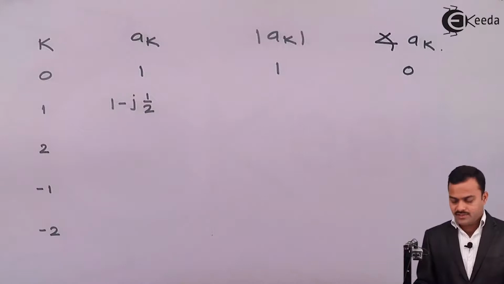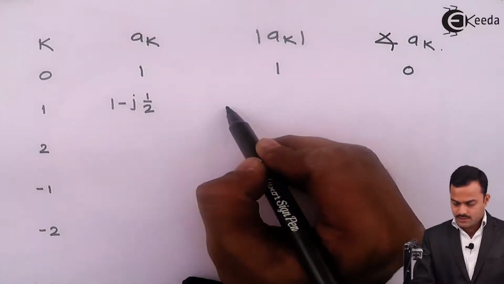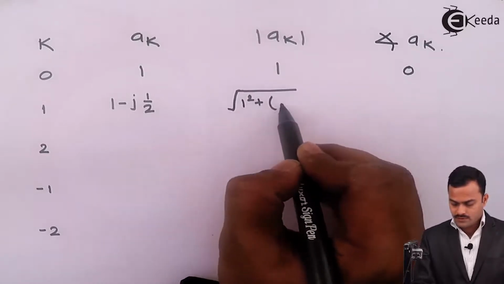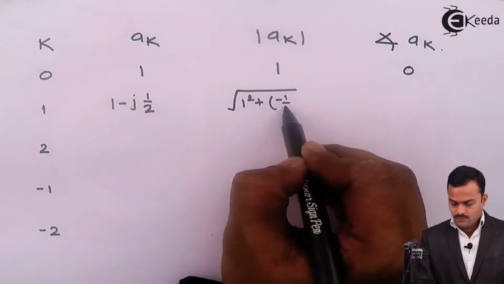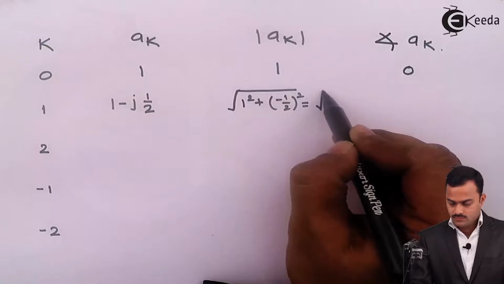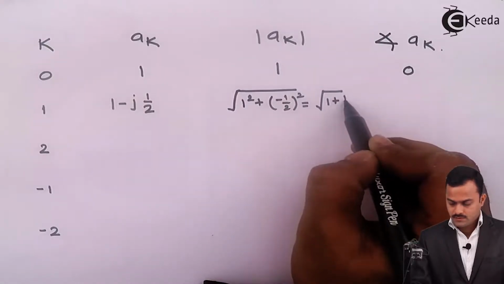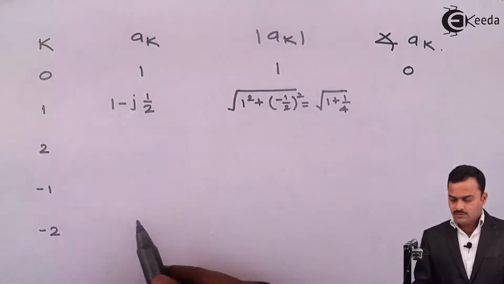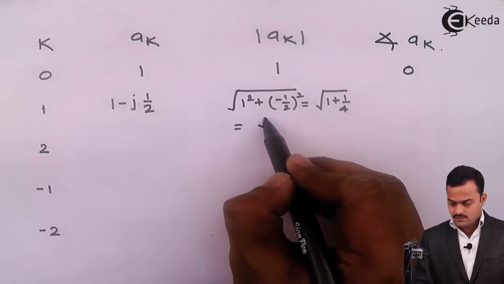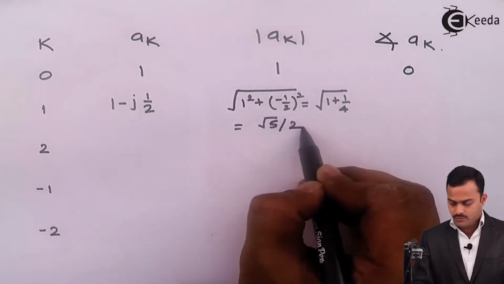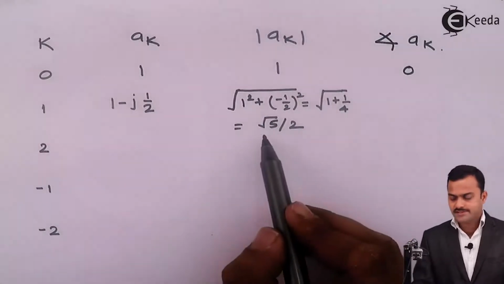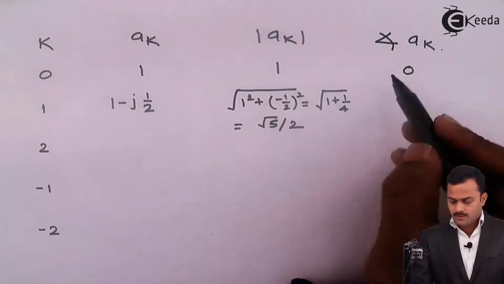Just a complex number theory, I will get a magnitude as root of 1 square plus minus half square, which is nothing but root of 1 plus 1 by 4. Just a simplification which will give us answer as root 5 upon 2. Let's not concentrate on what is the root 5. So answer I am getting over here is root 5 by 2. Let's find out the angle.